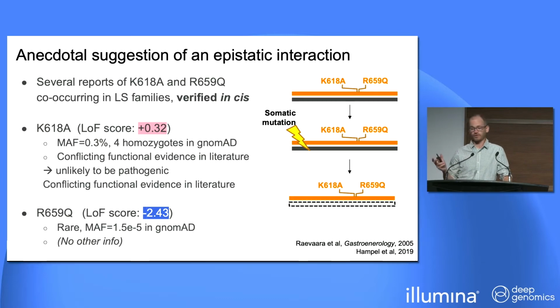So we can be fairly certain that these are not Lynch syndrome pathogenic variants per se, or that K618A is not. What's interesting is that that particular variant has been seen co-occurring in Lynch syndrome families in cis with another variant, and the model has been proposed that those two together cause loss of function such that somatic mutation of the remaining wild-type copy drives tumorigenesis.